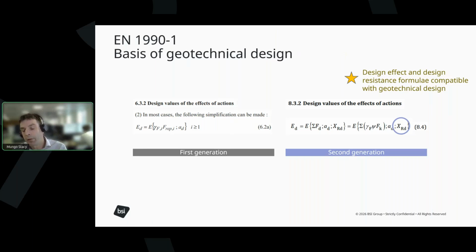Clearly, when you're looking at the design effect of actions, if you do have geotechnical materials, and if you consider, for example, horizontal earth pressures, then it's clear that the magnitude of that action, the horizontal earth pressure, does depend on the material parameters, the strength of the soil. So hence we have the XRD, the material strength term, coming in on the action side. And that was previously present in EN 1997, but not in EN 1990. So we now have a consolidated design basis, which covers both the geotechnical effects and the structural effects.